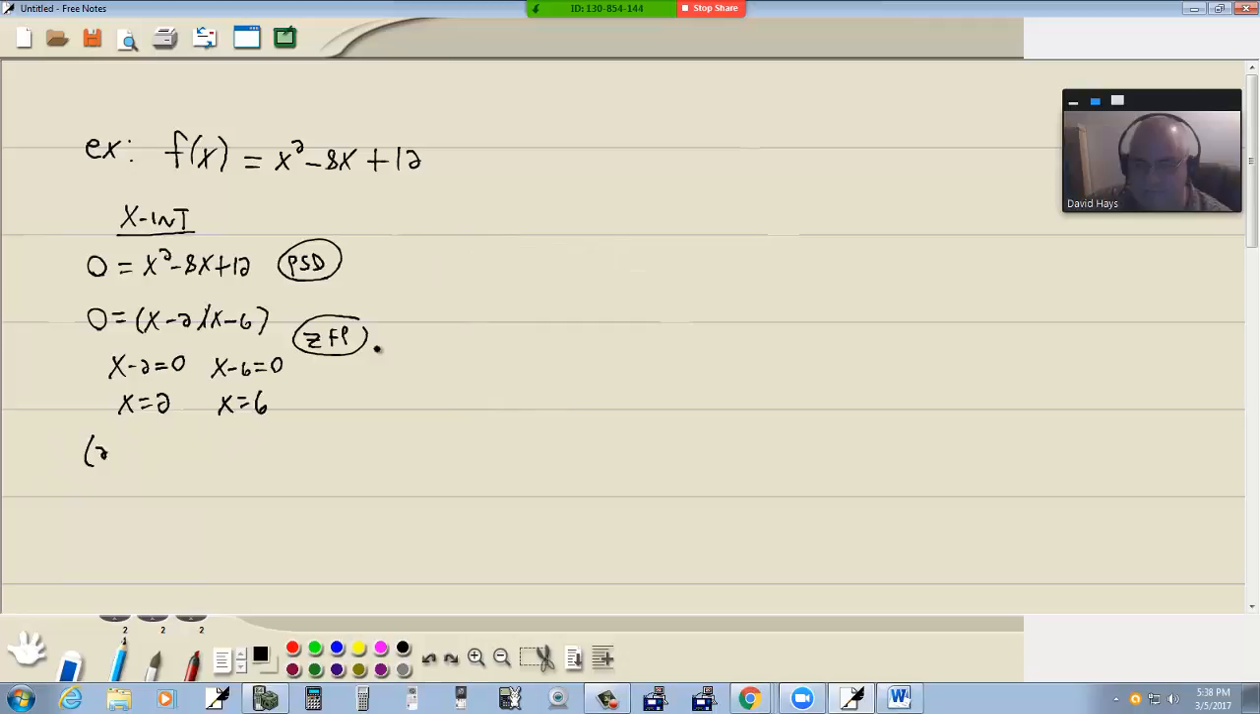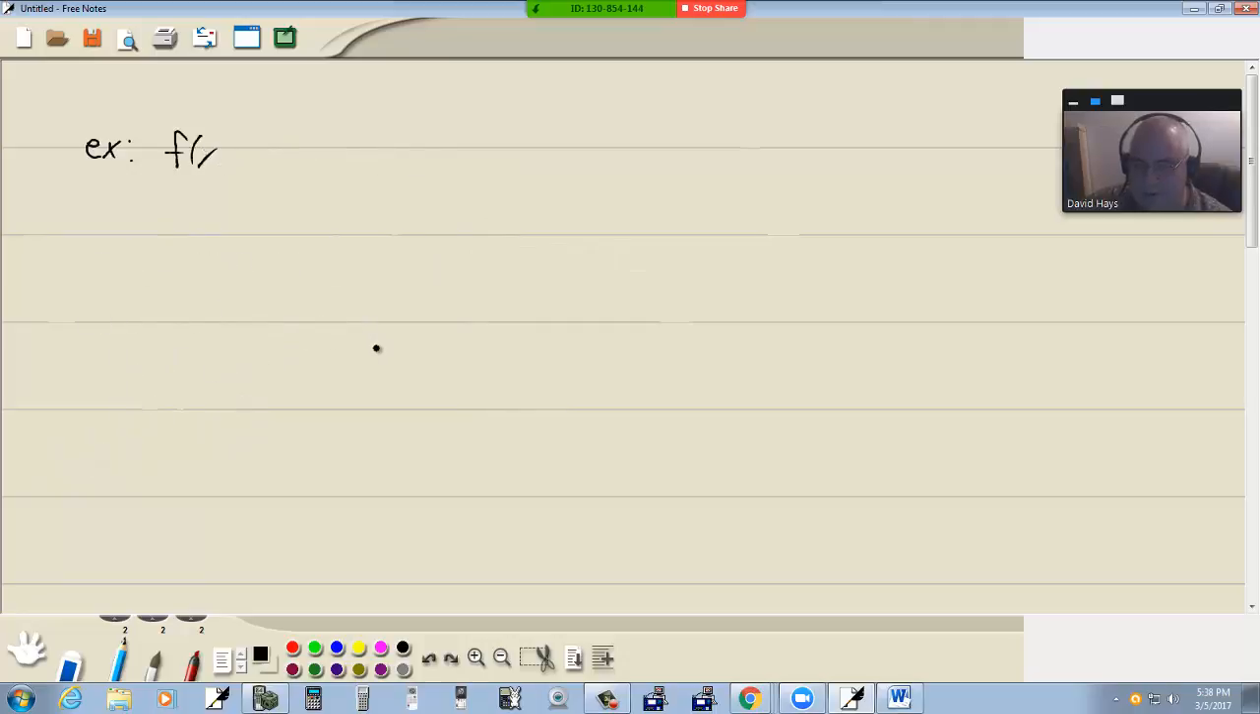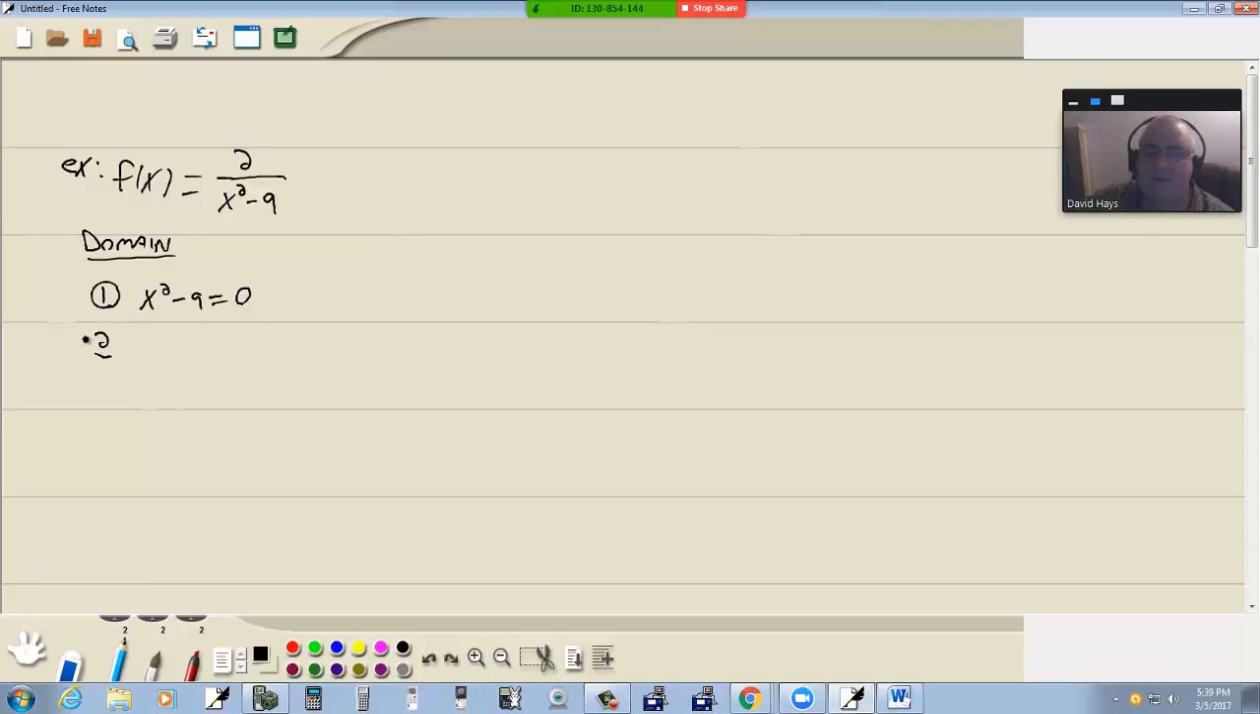For example, if I had f of x is equal to 2 over x squared minus 9, and instructions were to find the domain. Well, this is a function where you have variables in the denominator. Step 1, set your denominator equal to 0. Step 2 is to solve this. Well, this factors. This is the difference of two squares. We've got two terms minusing it. So that factors as x plus 3 times x minus 3 equal to 0.